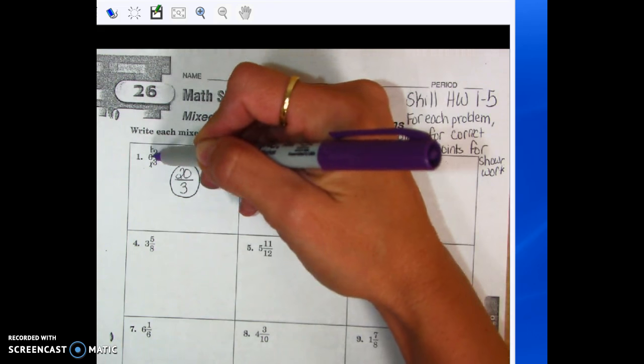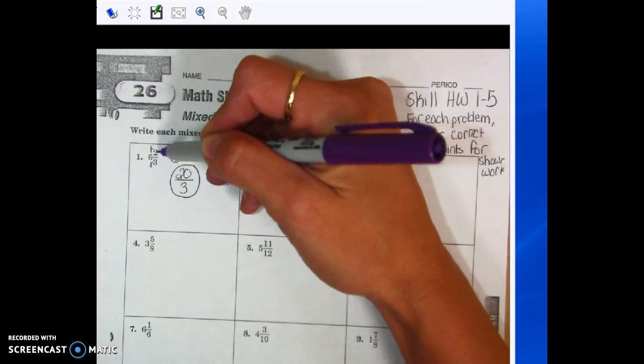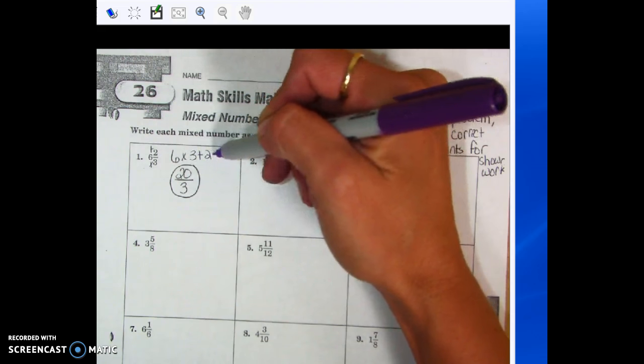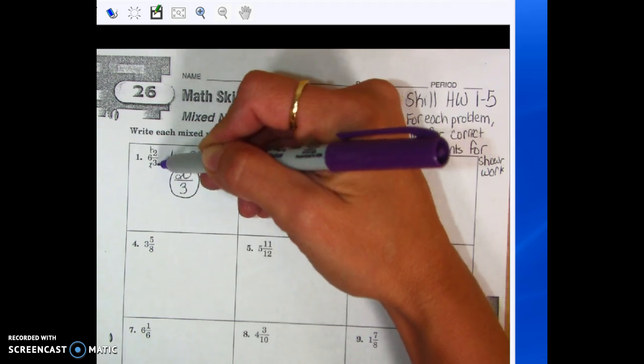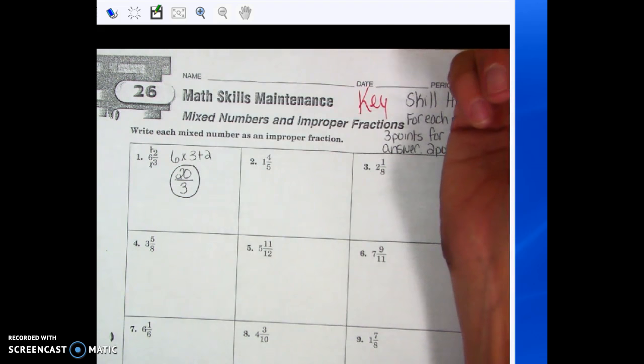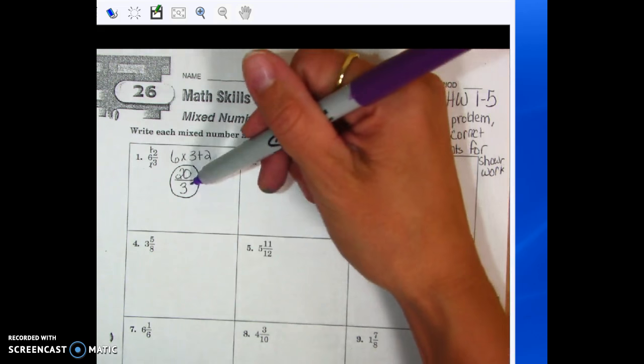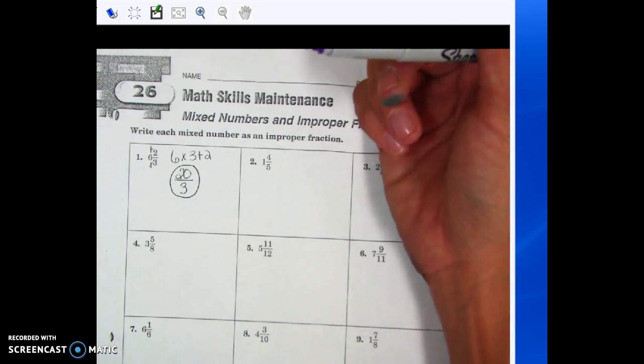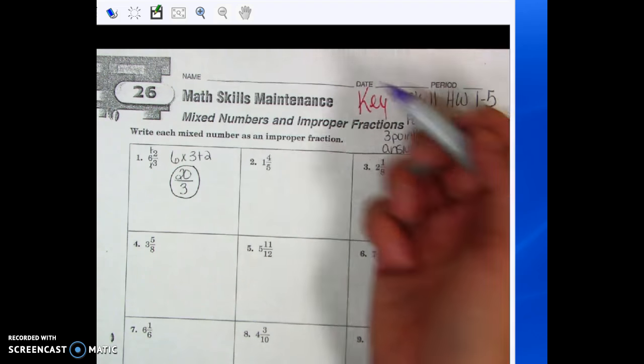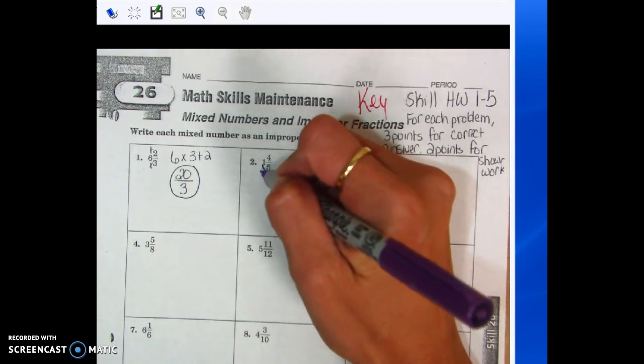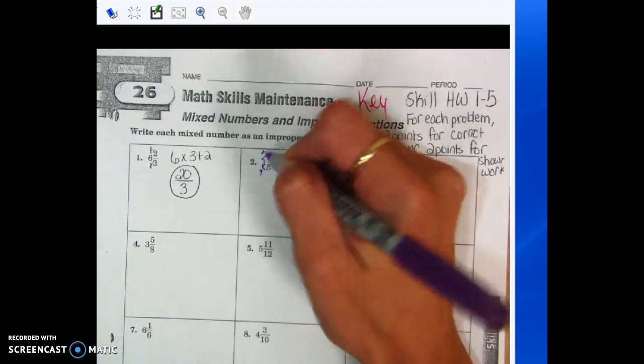So we have 6 times 3, plus 2. That's going to give you 18 plus 2 is 20. And your denominator is going to stay the same each time. So 20 over 3 is your answer. Okay, we're not simplifying, because if you simplified, you would get back to 6 2/3, which is what you started with. So on the next one, we're going to multiply and then add up top.